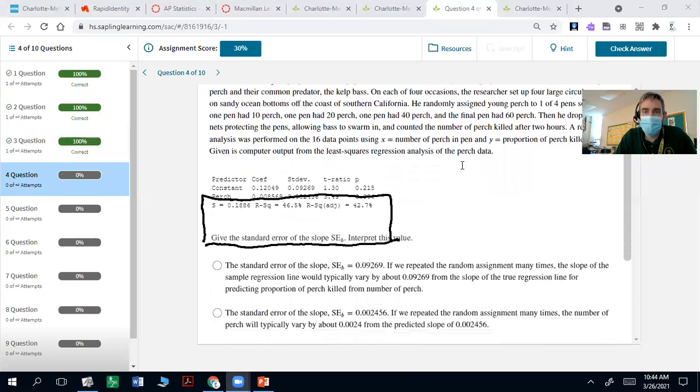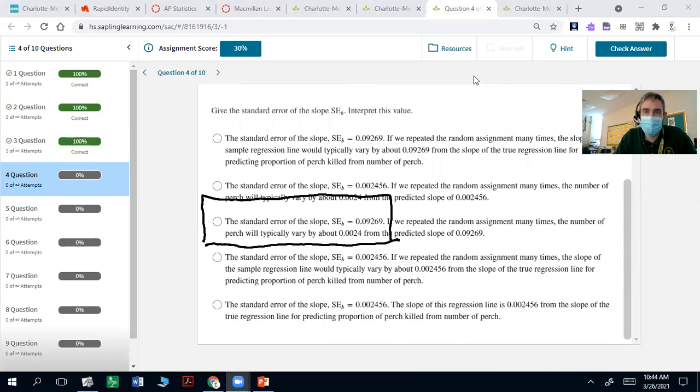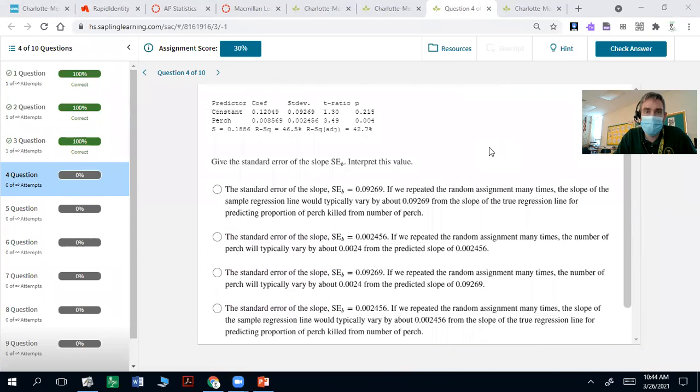A regression analysis was performed on the 16 data points using X equals number of perch in pen and Y the proportion of perch killed. Here's the computer output. Now, we likely didn't need to read through that to answer this question, but anyway, let's look at the computer output. Given the standard error of the slope, SEB, interpret this value. So first of all, let me tell you where the standard error of the slope is. Let me review this computer output.